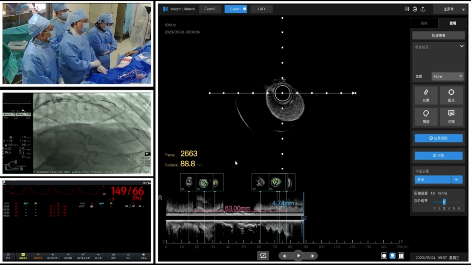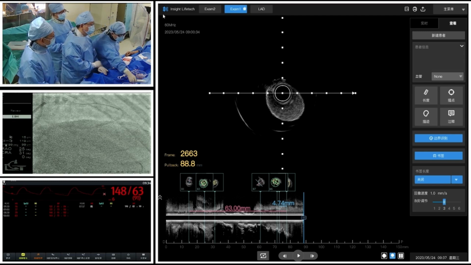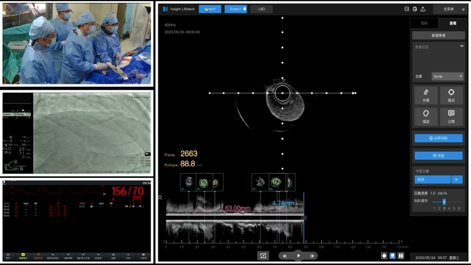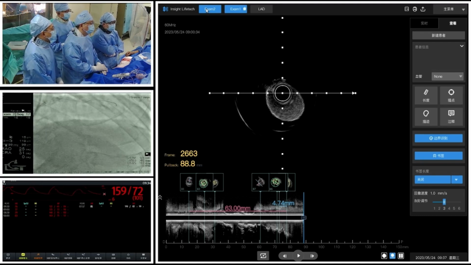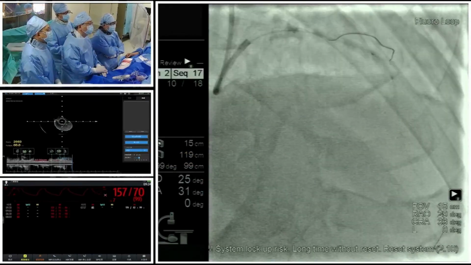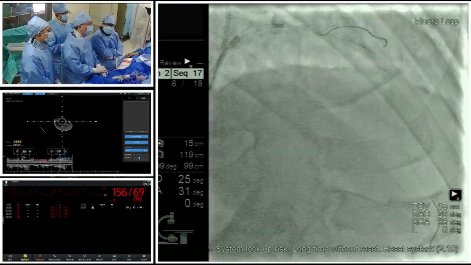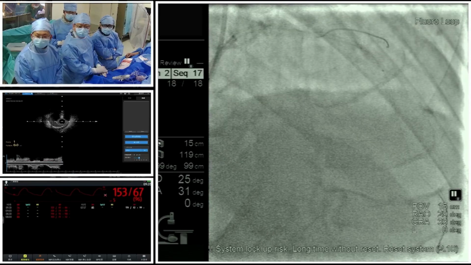After the first intravascular imaging, we performed IVL. This is the IVL balloon. We select a 3.5 millimeter IVL balloon to modify the calcified lesion, and after the IVL, we performed imaging. Next, we will show the imaging result.